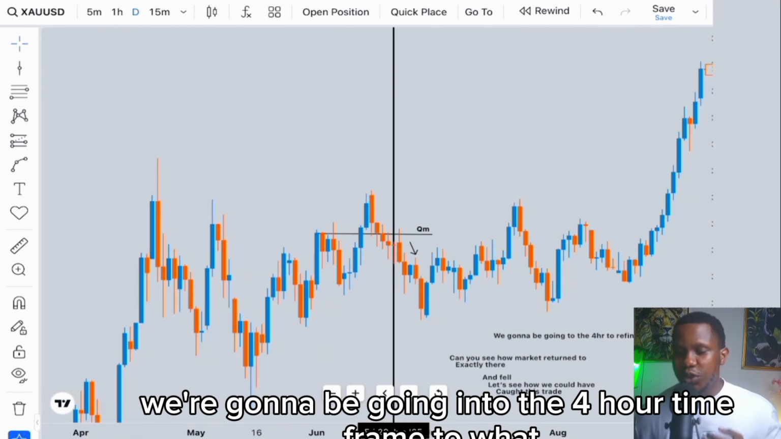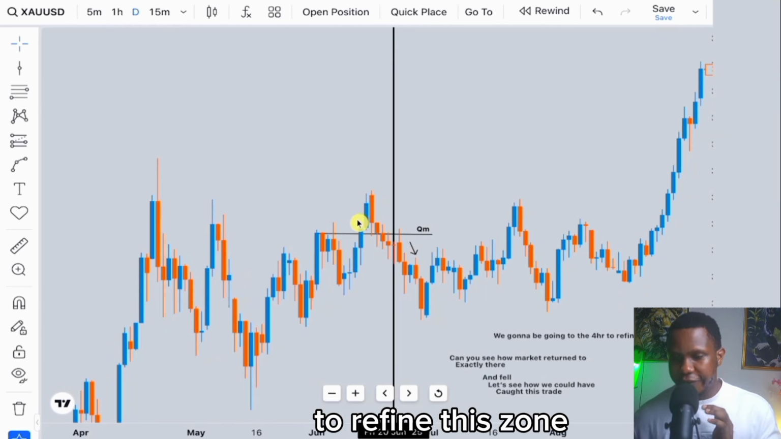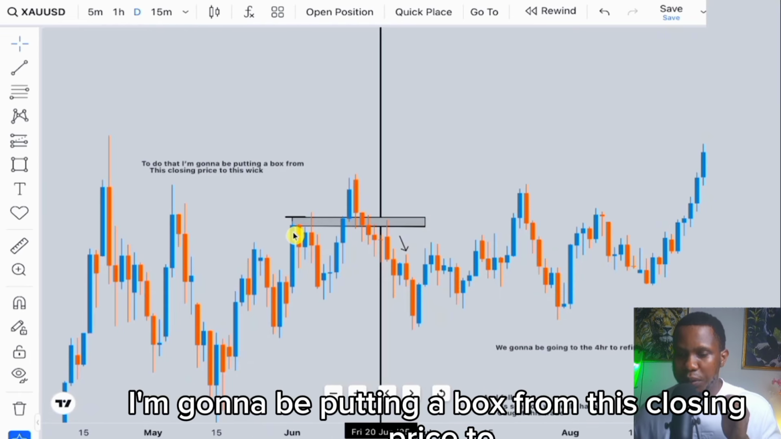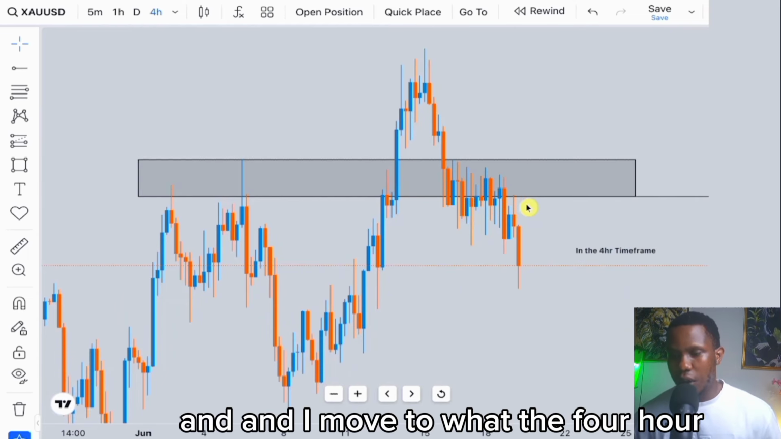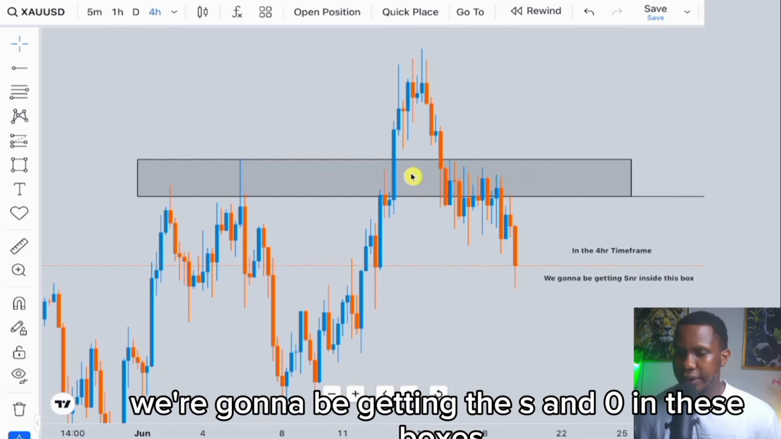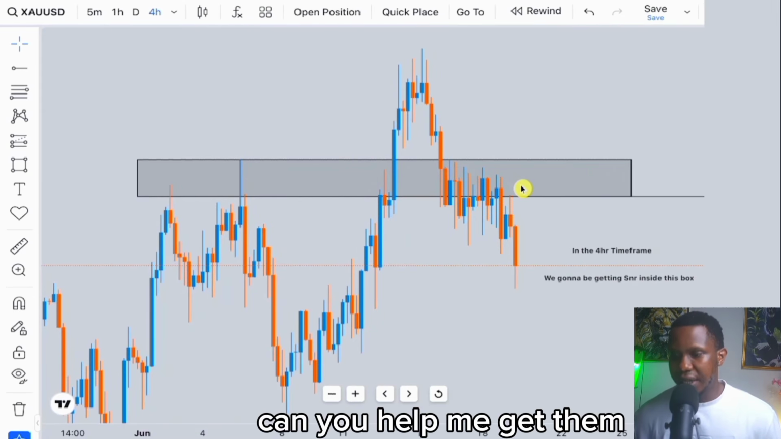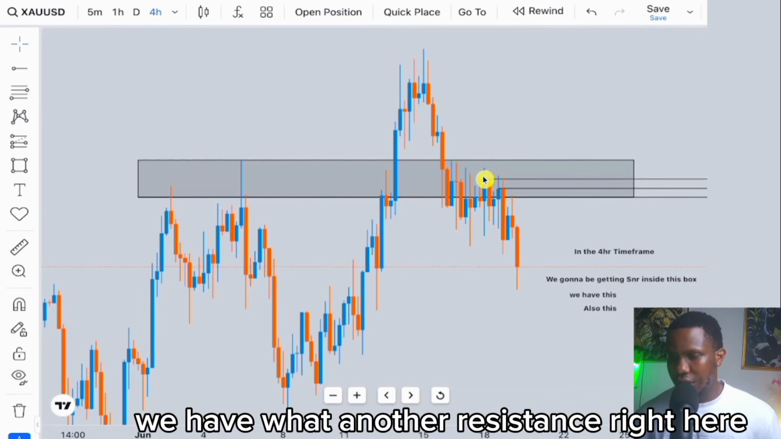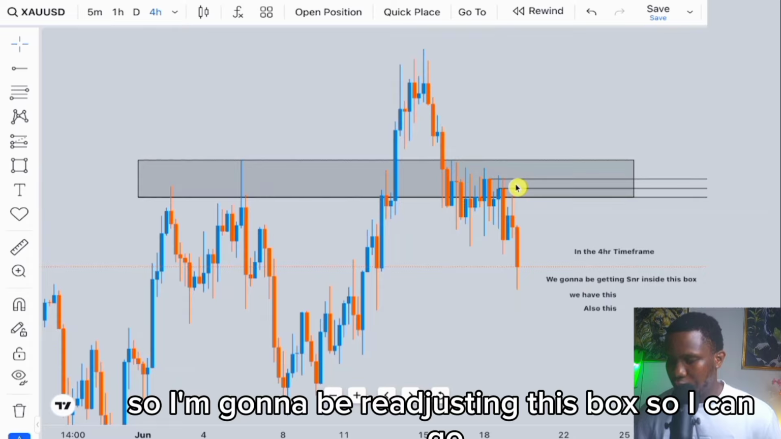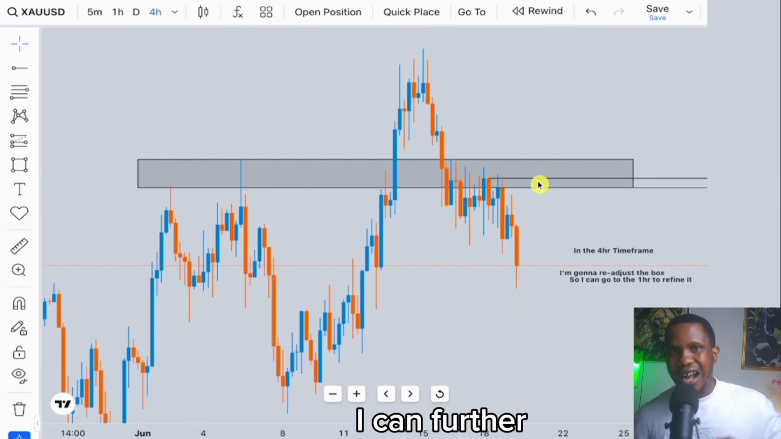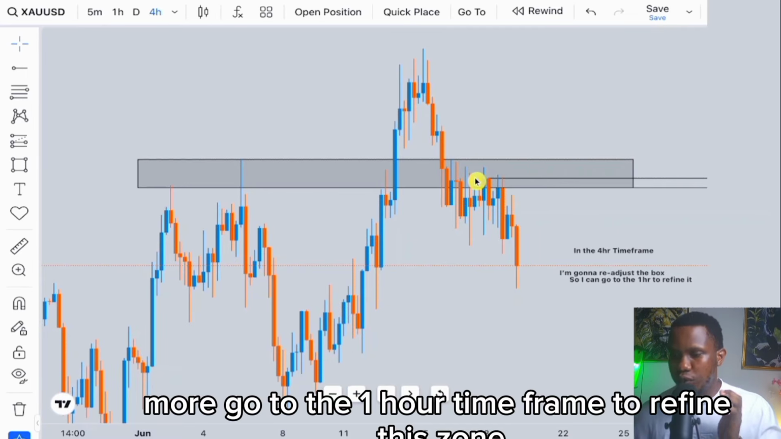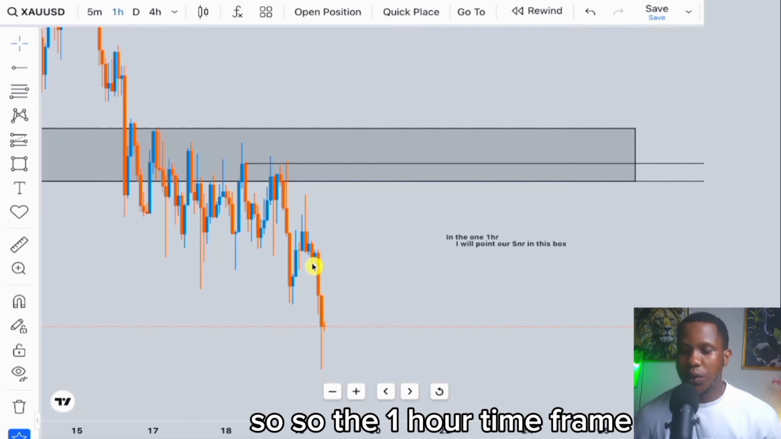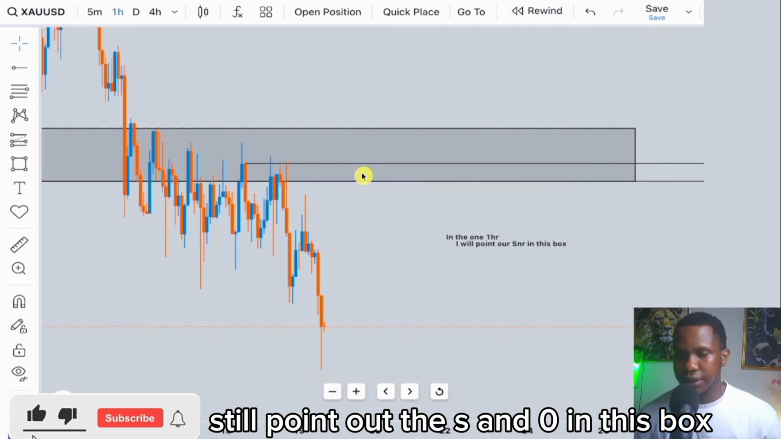We're gonna be going into the 4-hour time frame to refine this zone. To do that, I'm gonna be putting a box from this closing price towards this wick right here, and I move towards the 4-hour. I'm gonna be getting the SNR in these boxes right here. We have a resistance right here. We have another resistance right here. So I'm gonna be readjusting this box so I can furthermore go to the 1-hour time frame to refine this zone. So in the 1-hour time frame, I'll still point out the SNR in this box.